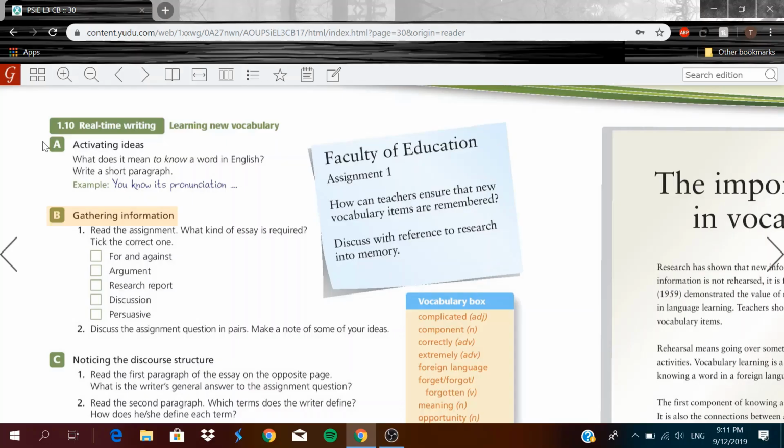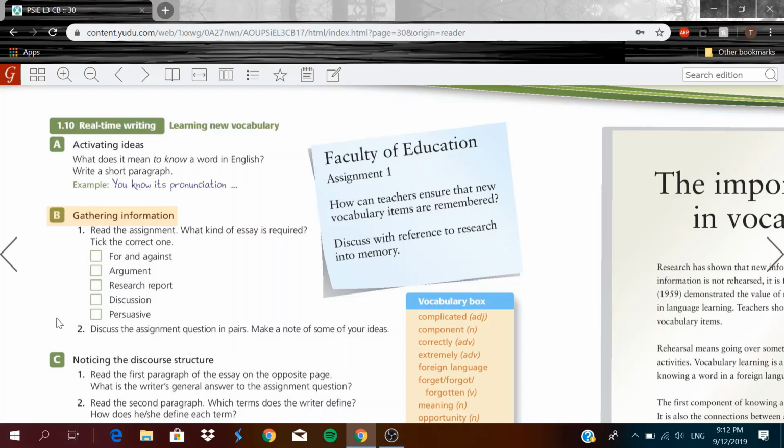Here we have exercise A, activating ideas. So, what does it mean to know a word in English? So, you guys, what do you think it means to know a specific word in the English language? And for me, I'd say that knowing a word probably means the meaning of the word, obviously, and using it correctly in sentences, so grammar. Obviously, knowing how to pronounce the word is very important. And finally, spelling. Knowing how to spell the word correctly, right? So all of these are important to know a word in English.